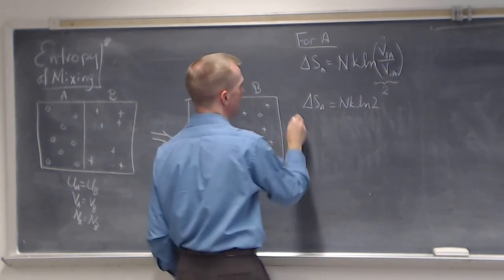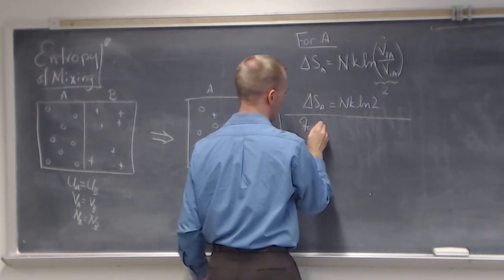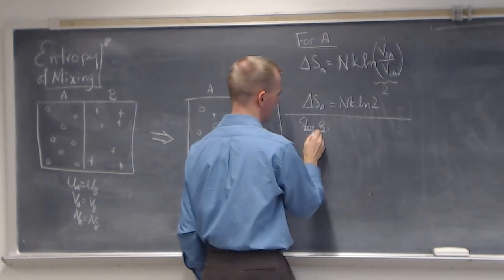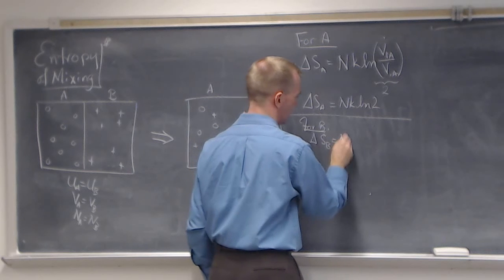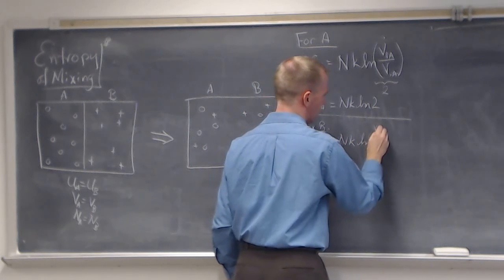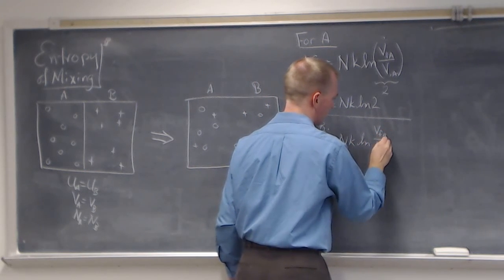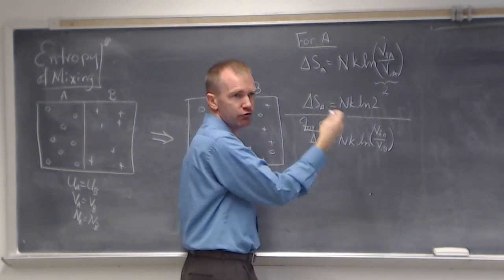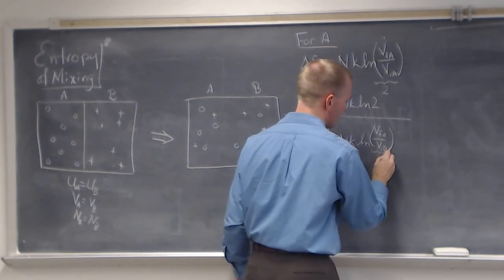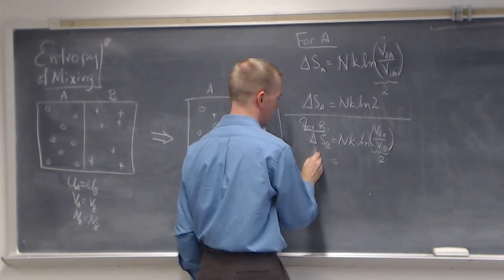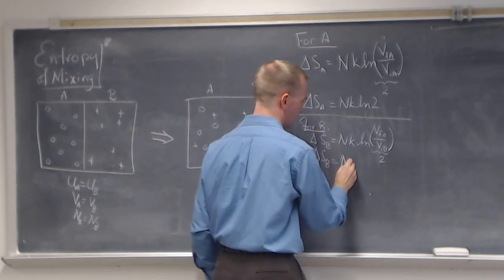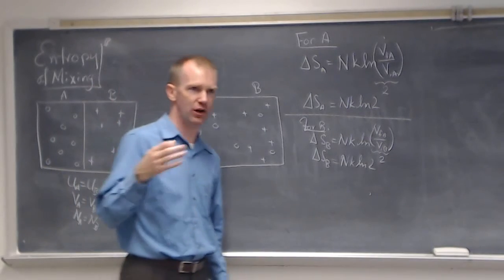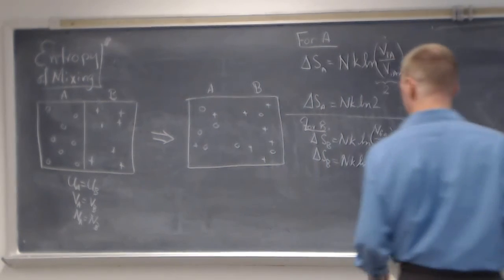For B, the same thing. V final for B is twice V initial for B. So that's 2. So what is the total change in entropy for the combined system?